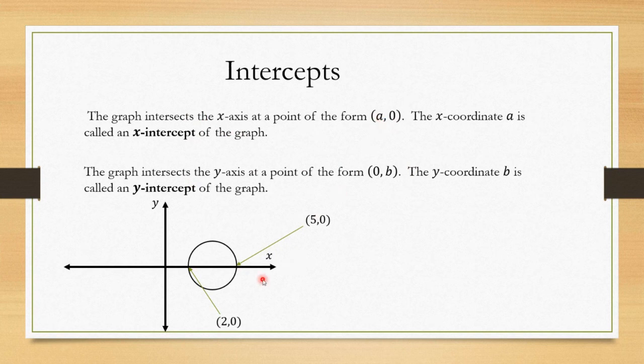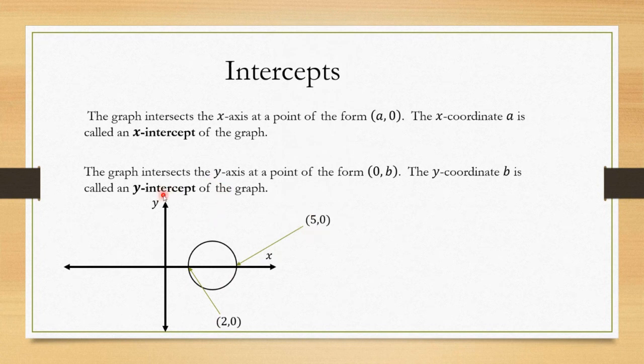So again, if a graph intersects the x-axis, it's going to intersect it at a point like this. And the first coordinate, the x-coordinate, we call it the x-intercept of the graph. I'm trying to illustrate that here with a circle. Here, for instance, I'm saying that the circle intersects the x-axis at the point 2, 0 and at 5, 0. So here, 2 and 5 would be x-intercepts. Okay, x-intercepts are numbers, not points.